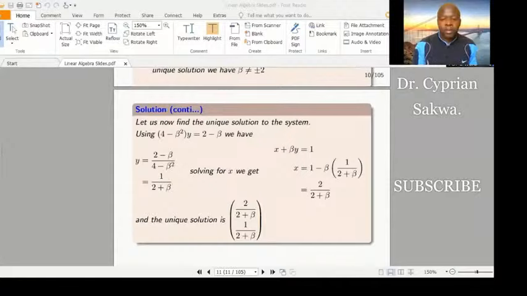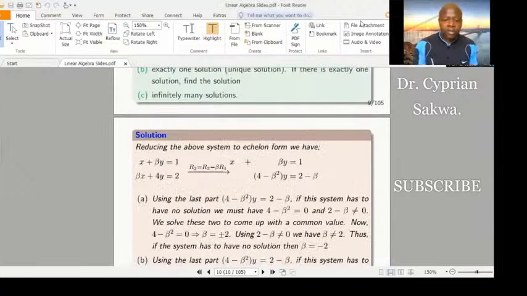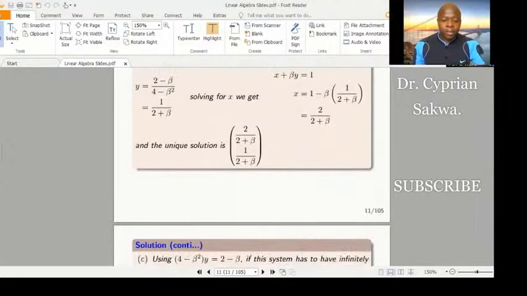Let's go to part C. What was part C? Part C wanted us to find beta so that the system has infinitely many solutions. So we go back to our echelon form and look at the last row. For this system to have infinitely many solutions, this part is supposed to be equal to zero, and this part is also supposed to be equal to zero. And then we choose a common solution. So equate this to zero and equate this to zero and choose a common value out of those two results.